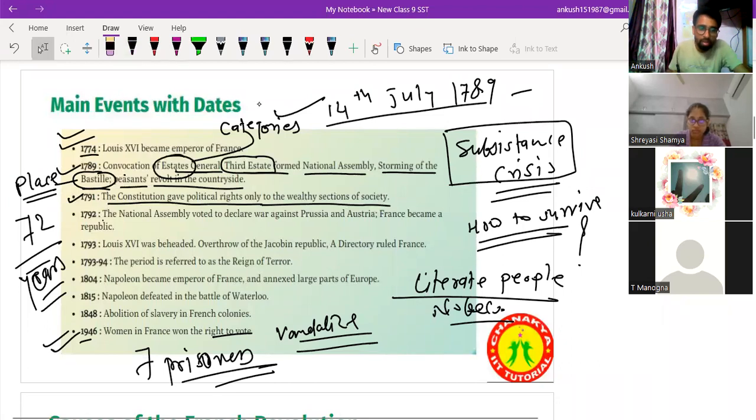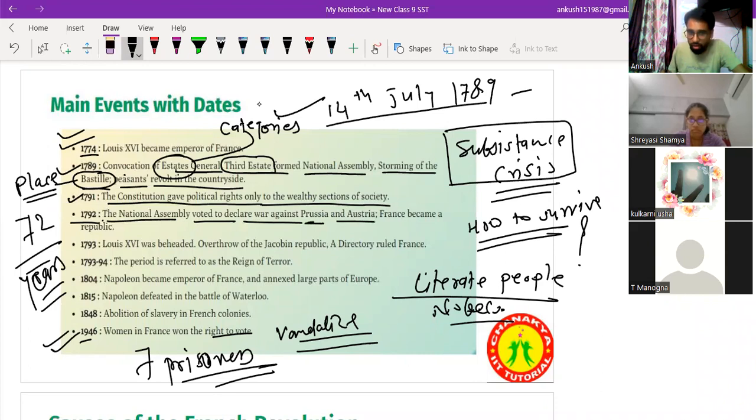Okay, what happened in 1792? The National Assembly voted to declare war against Prussia and Austria. France became a republic. Here, the warlike situation was there. National Assembly means the third state actually fought a war against Prussia and Austria. These were the portion, or we can say the part of, sorry, not Russia, France. So France after that became a republic.